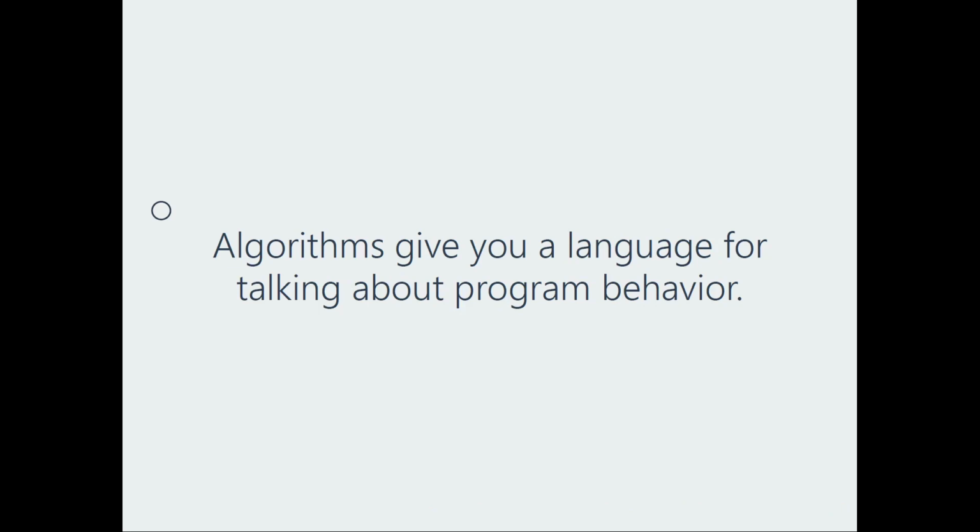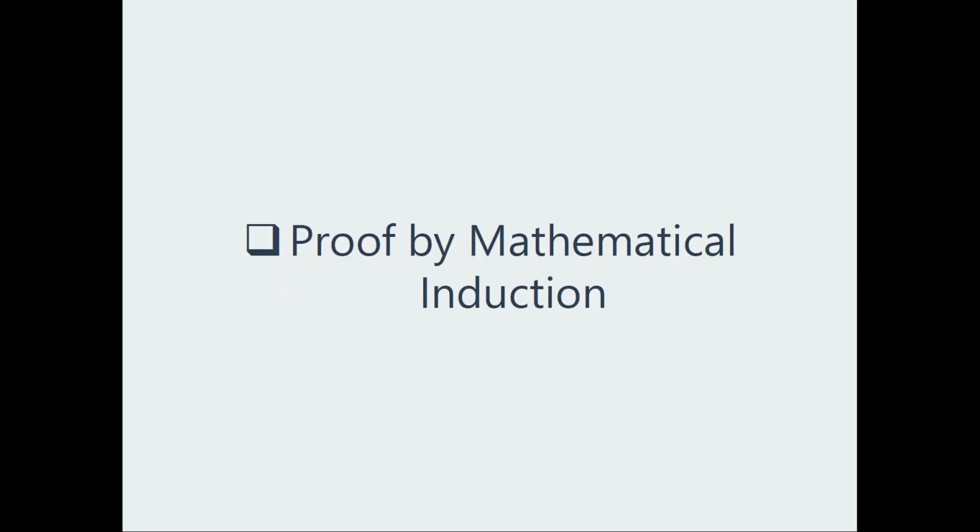Studying algorithms and performance also gives us a language for talking about program behavior. Identifying the different behaviors of algorithms will let us know which ones are better than others. So this is why we study algorithms and performance. Now, before we actually study, let's review some methods of proof. So how do we prove which theorems are true? The first one is proof by mathematical induction. This will be our main way to prove.